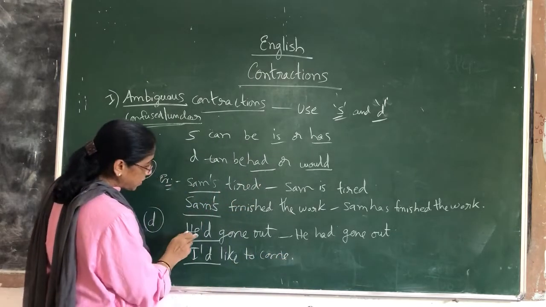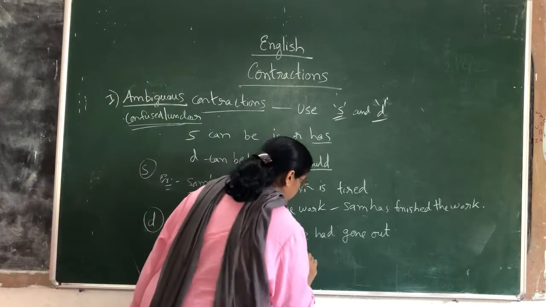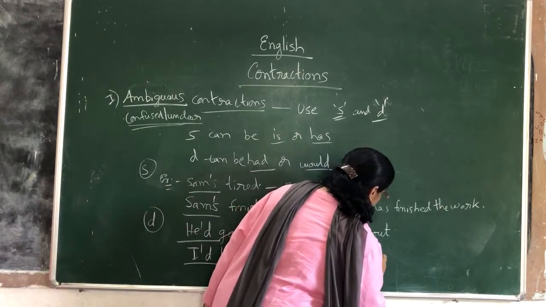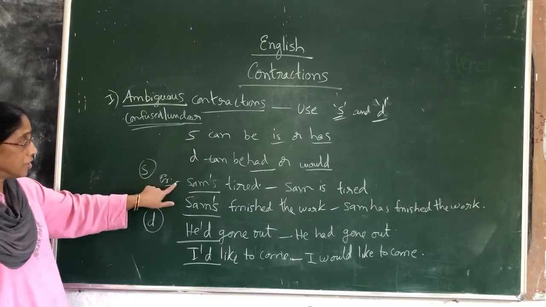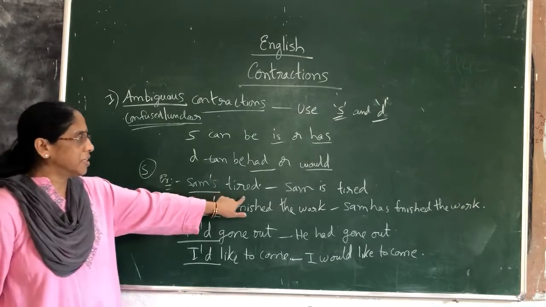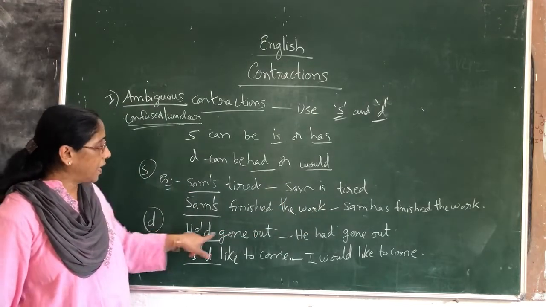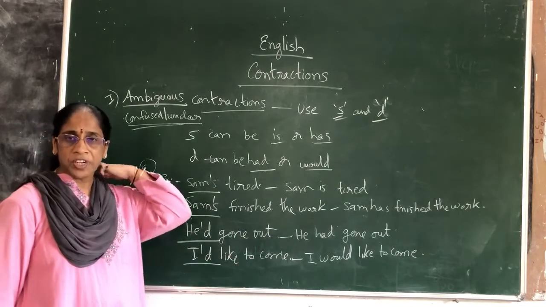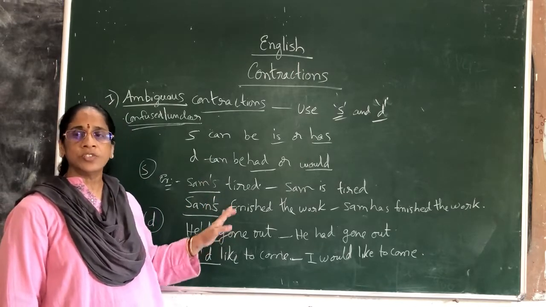So here, how to pronounce? Here it is D only. Here also it is D only. But here we are saying he had. Here we are saying I would. I would like to come. Is it clear, children? According to the sentence where we are using it, according to the meaning and context, you should pronounce it. So it is Sam's tired, that is Sam is tired. Sam has finished the work. In the same way, he had gone out and I would like to come. Same, S is used and D is used. But are they pronounced differently or not? So based on the context where you are using the sentence, the meaning of the sentence, you should use it properly.